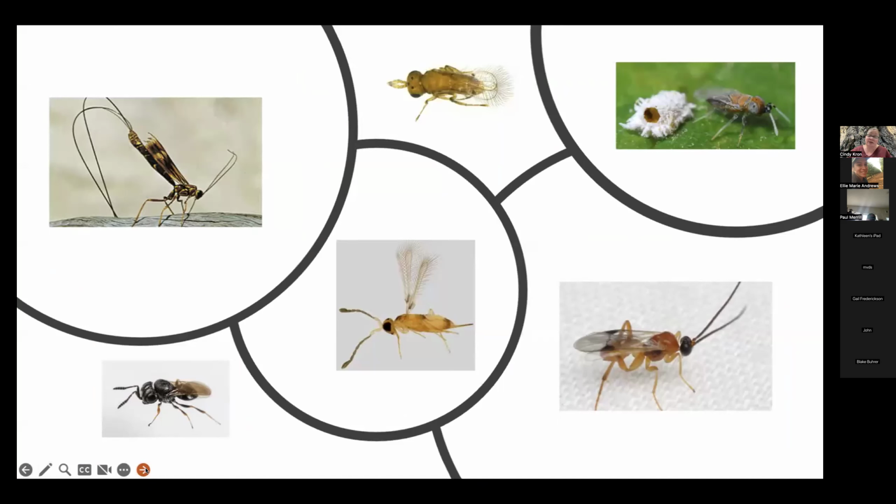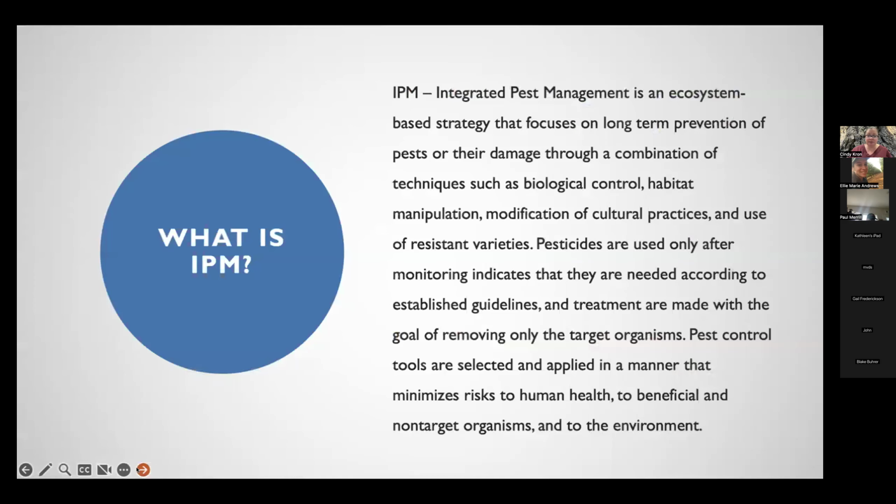There are so many different species of parasitoids, so they look all very different from each other. They tend, not always, but they tend to be pretty small. But like here, this one's not. So there are always exceptions. Okay, going into what is IPM.